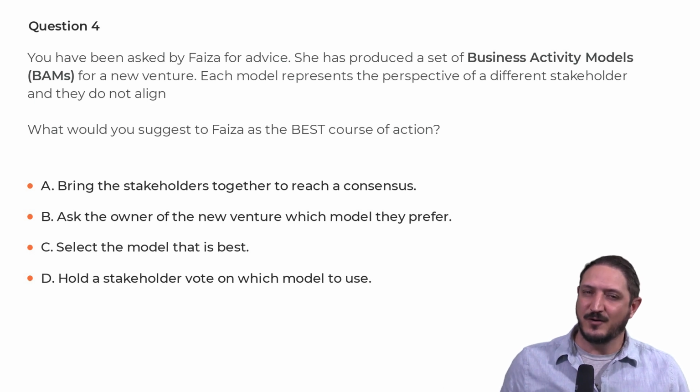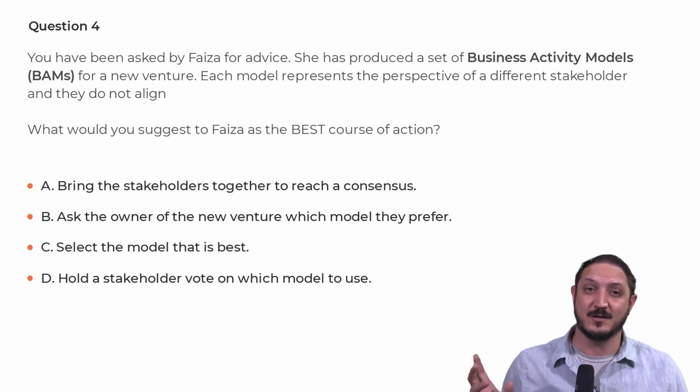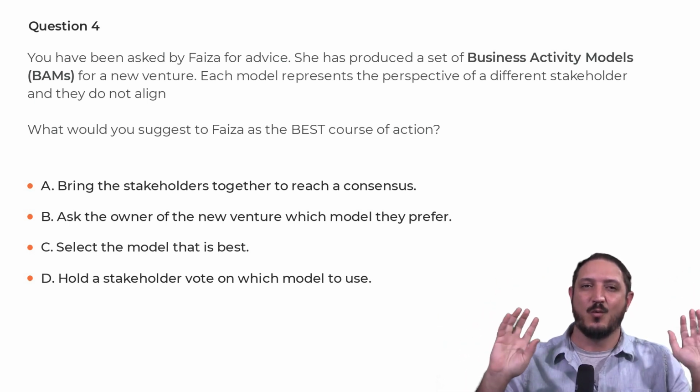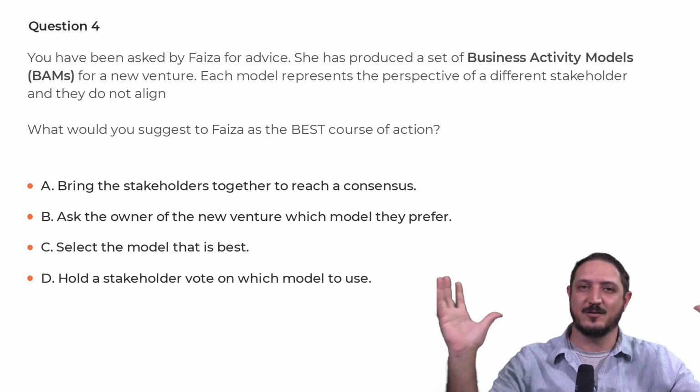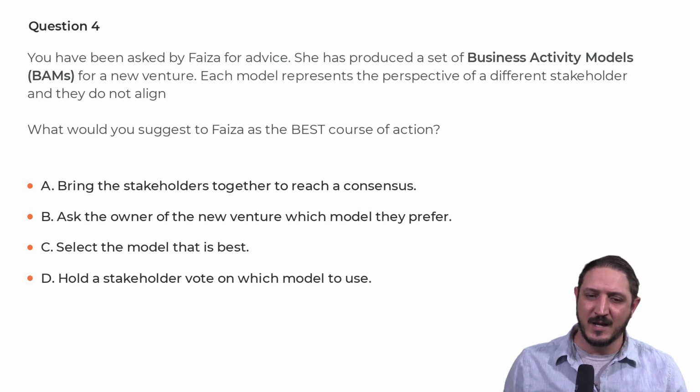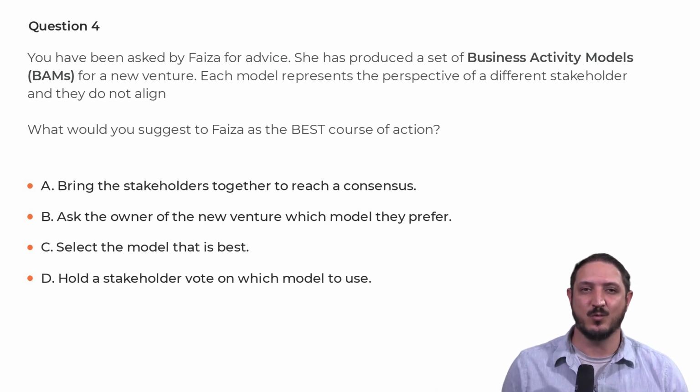But we know from our studies that there's such a thing known as a consensus model, where when there are differences in perspectives, when there is conflict, when all these different business activity models have been created and they're different, what we need to do is bring all these stakeholders together, maybe in a workshop or some form of a meeting, where we can put all these models down on a piece of paper and discuss all the differences to come to a conclusion as to what the best way is that the organization should be operating. This is known as the consensus model.